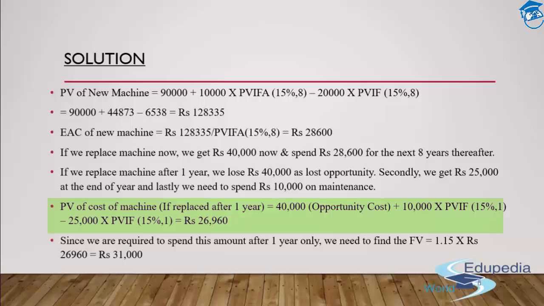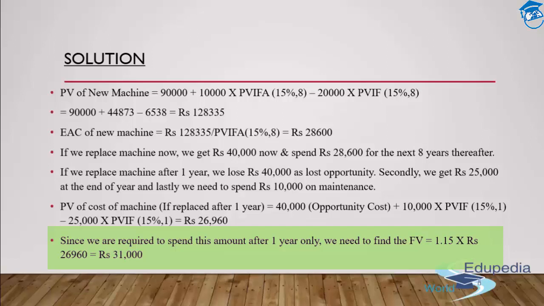26,960 rupees. Okay, and since we all know that we are required to spend this amount only after a year, this is my current value, my present value. My present value will be 26,960 rupees, which is going to be my cost. I need to figure out what will be my cost after a year, because I need to get the future value of it. So I'll be multiplying the same with 1.15, that is my opportunity cost of capital. I'll get a figure of rupees 31,000 over here.